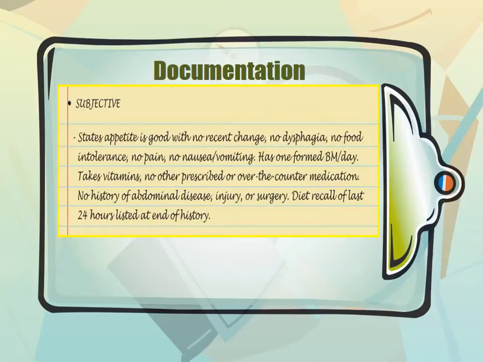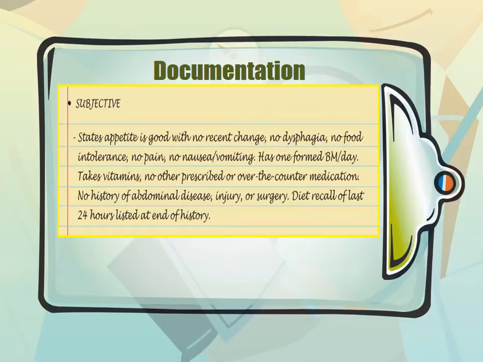So what about documentation? Subjective, we're going to, of course, look at their appetite. We're going to record whether or not they've had any issues with dysphagia, whether or not they've had any food intolerances, whether they're having any pain, nausea, or vomiting. We want to know about their bowels. We're going to record that.